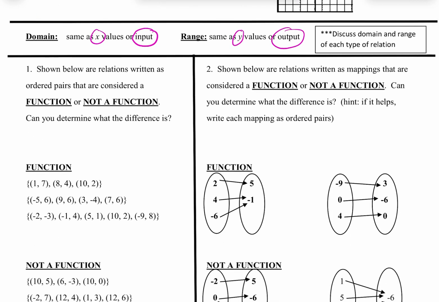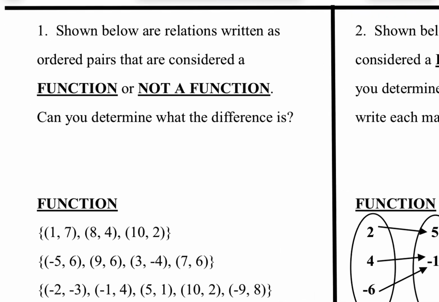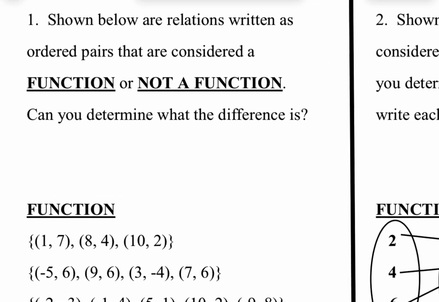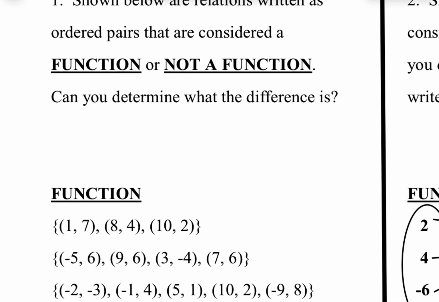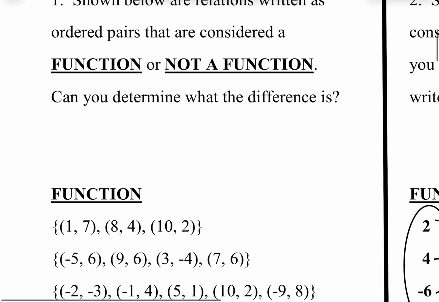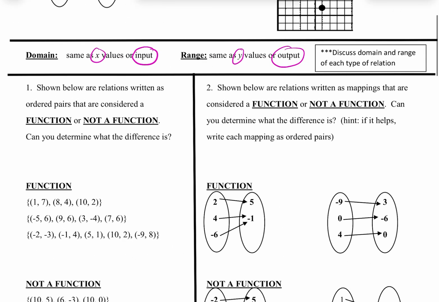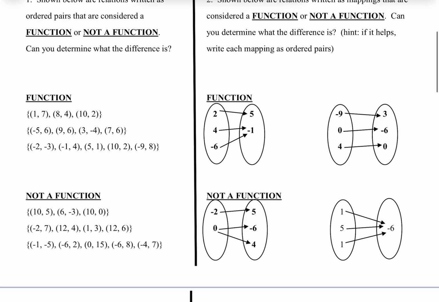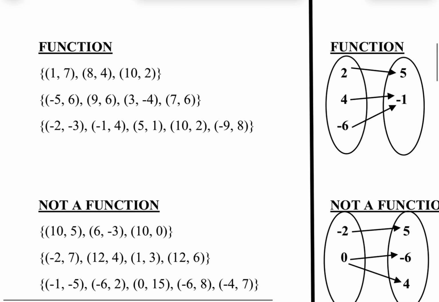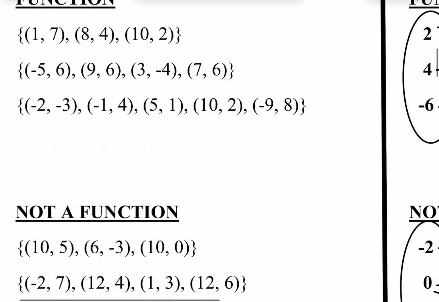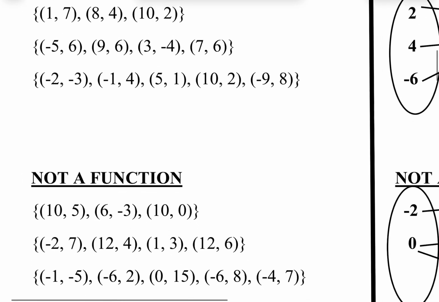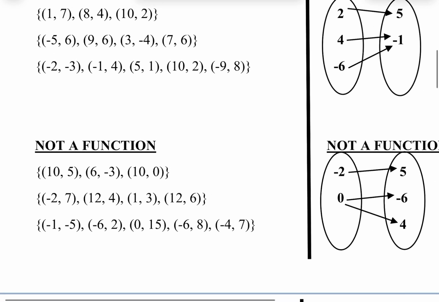Shown below are relations written as ordered pairs that are considered a function or not a function. In order to remember whether or not something is a function, we have to remember a couple of things. Let's look at each one of these. What is the same? What is the difference? So let's go down here to not a function. And what things do you notice?